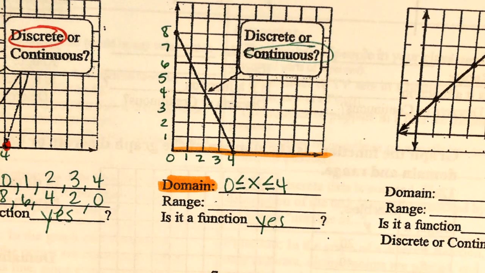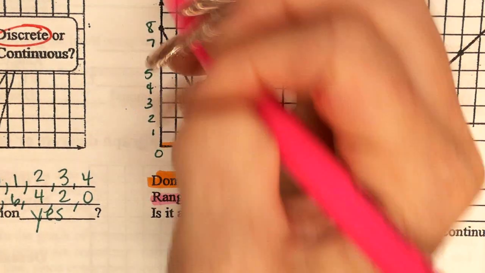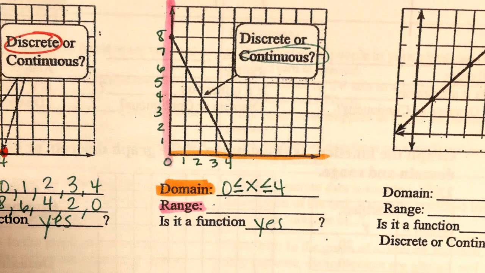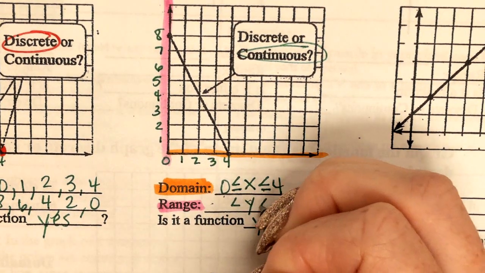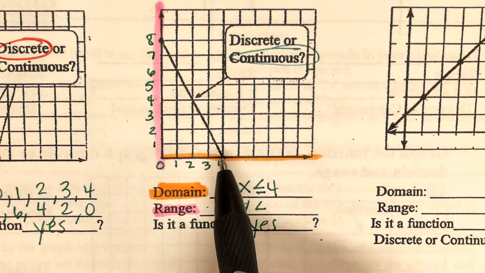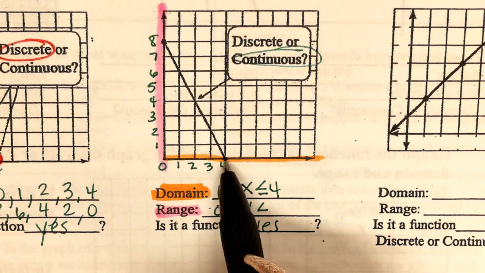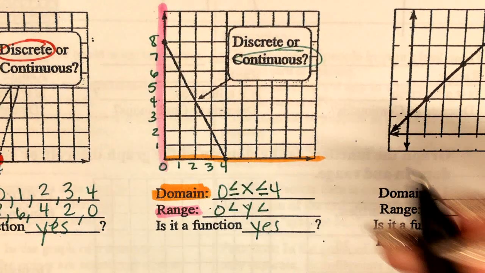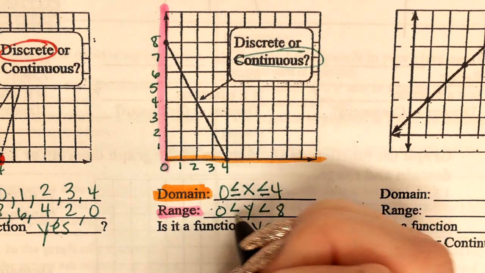Okay, now I'm only going to look at the range. So only looking at the y-axis. So it's going to be like this. What is the lowest it goes on the y-axis? 0. What is the highest it goes on the y-axis? Can it be 0? Yes. Can it be 8? Yes.